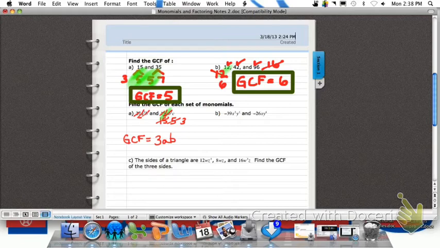So your solution then is going to be the 3AB. So your greatest common factor there is 3AB. They all share 3 in common. They all are multiples of 3. They all have A in common. They all have a B in common. C is not in there because the other one does not have a C.